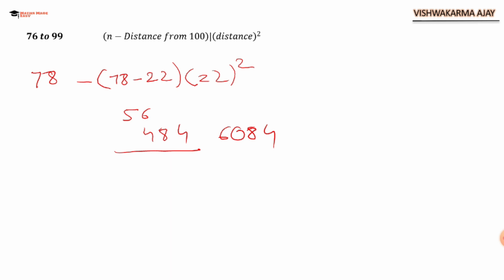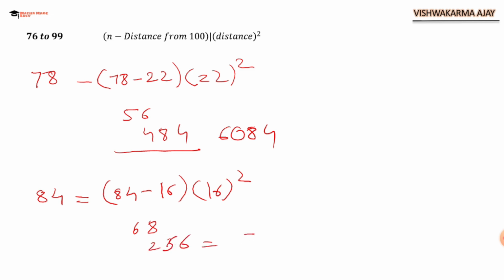I hope it was easy. We are going to take another example, 84. In this case, the distance from 100 is 16. So the solution will be like this: 84 minus 16 and the square of 16. That's it. It's very easy. Now it depends upon how fast you can do this. 84 minus 16 is 68. Square of 16 is 256, which gives 7056.